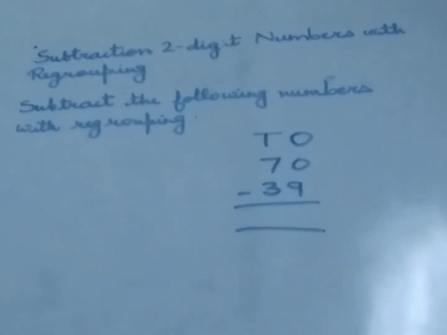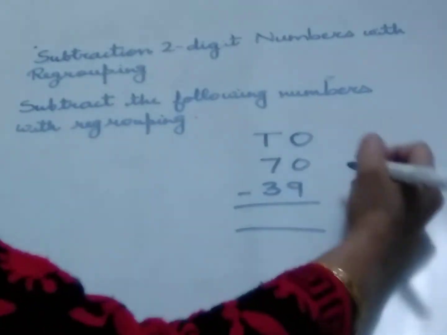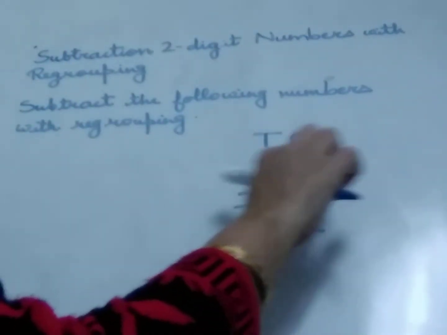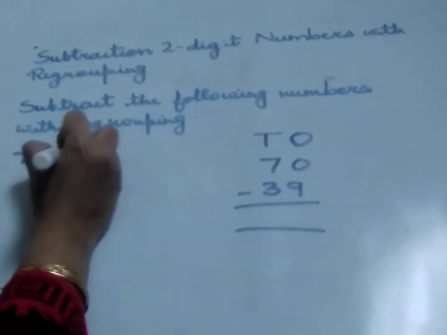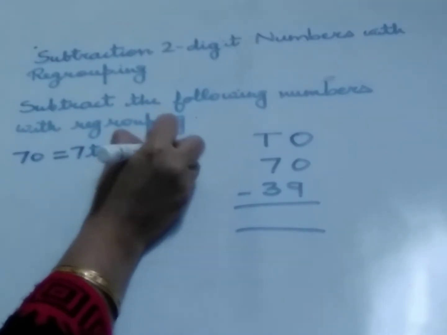Next question is 70 minus 39. They are arranged in columns. So start subtracting it. Subtract the ones first. Now we cannot subtract 9 from 0. So we regroup 70 as 7 tens plus 0 ones.